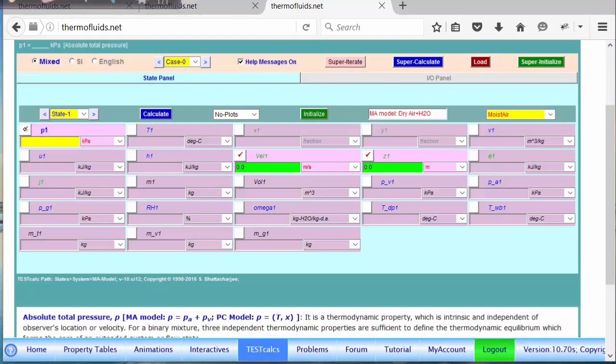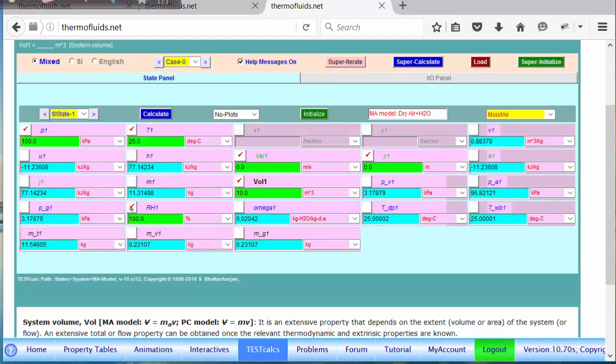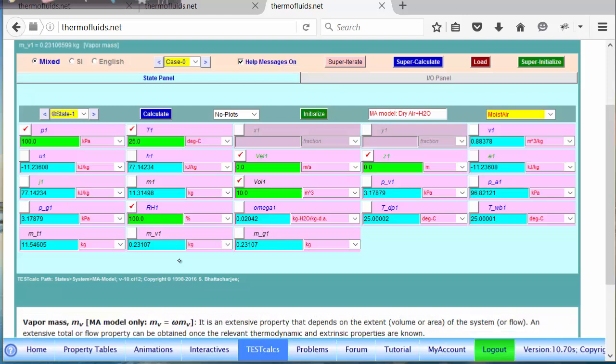So in this problem, we know the total pressure, which is given by P. We also know the temperature, 25 degrees Celsius. We know the volume of the tank, 10 meter cube. And relative humidity is given as saturated air, meaning 100%. And that gives us all the properties of the moist air. Obviously, relative humidity being 100%, you can see that the mass of vapor and the maximum mass of vapor, which is mg, are equal.